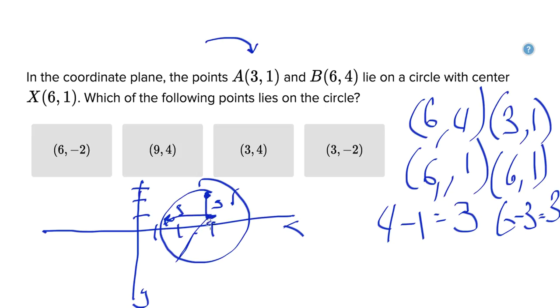From 1 to 0, that's 1. From 0 to -1, that's 1. And from -1 to -2, that's 1, for a total of 3. So that happens to conserve the radius of 3 that we have for this entire circle. So this would have to be the right answer. So the answer choice is A. I hope that helped with this problem, and happy prepping.